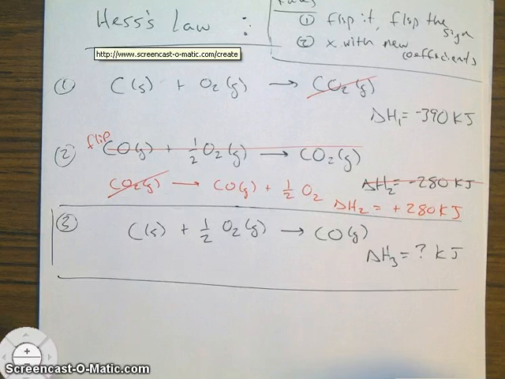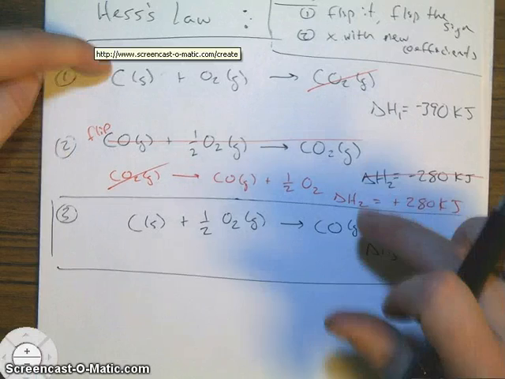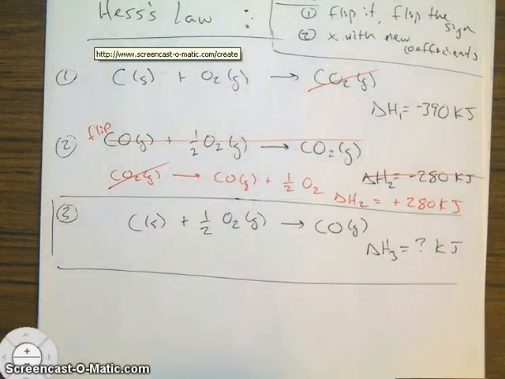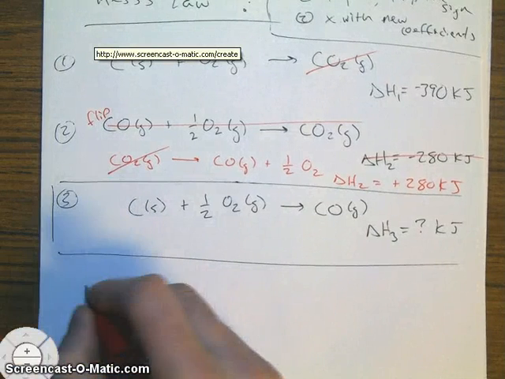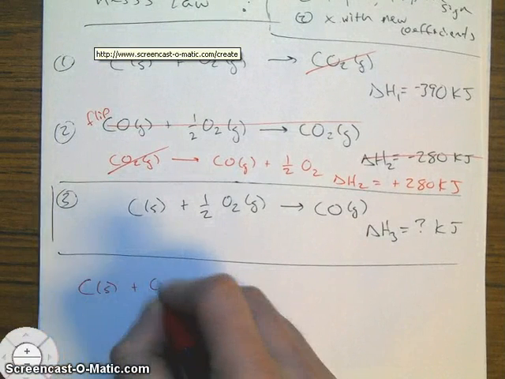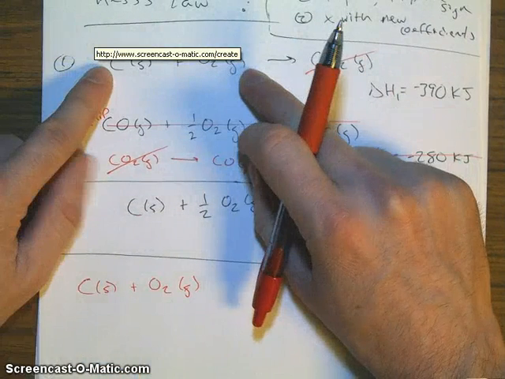I'll show you how that also works with the oxygens in this problem as well. So what I'm going to do is take equation 2 and equation 1, add them up, and write them together on the bottom down here, which is solid carbon plus oxygen gas. So those are the reactants for equation 1.